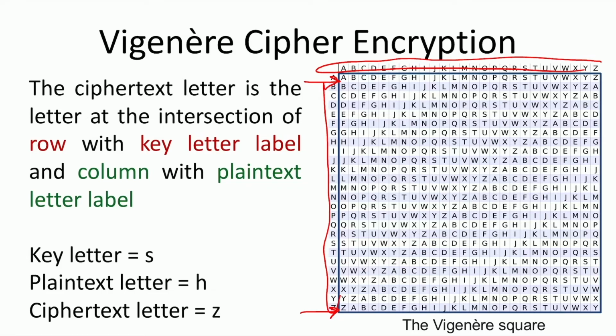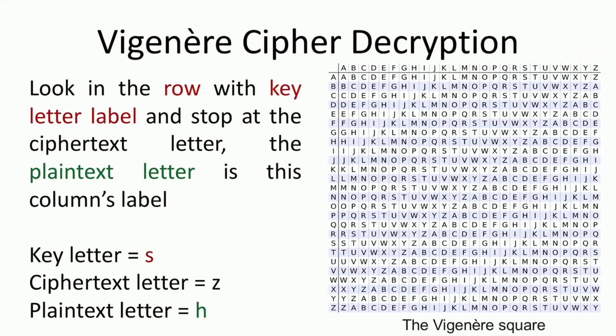So in this example, the key letter is S. So we will look at the row labeled S, and the plain text letter is H. So we look in the column labeled H. At their intersection is the letter Z, which is our ciphertext letter. Now we will repeat this process for all letters in our plain text.